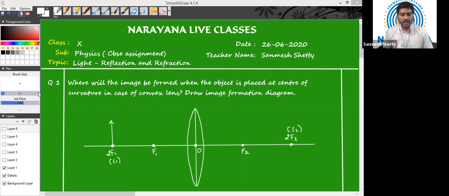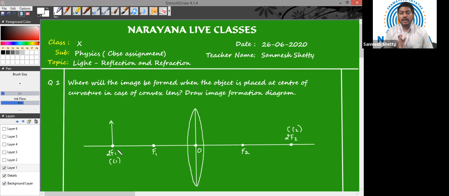So question number 1 is, where will the image be formed when the object is placed at center of curvature in case of convex lens? Draw the image formation diagram. Now, for the sake of convenience, I have taken center of curvature to be twice that of the focal length.